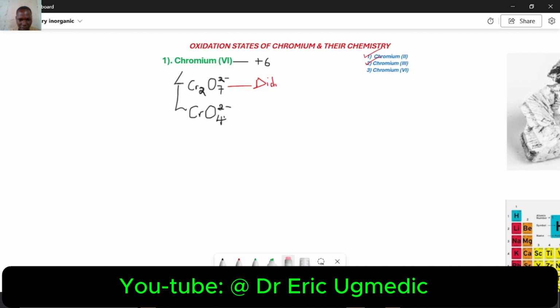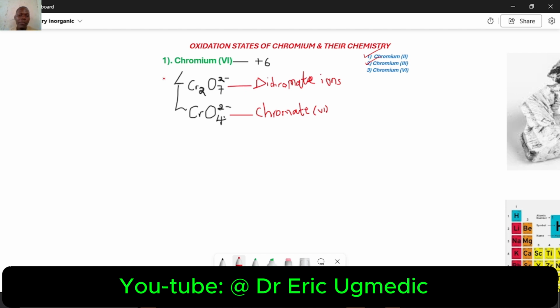So I'll clear this a bit. We have the dichromate, and then we have the chromate 6. So if you use chromate, you add the 6. If you use dichromate, you don't add anything like 6. So this one will be chromate 6 ions or dichromate ions. That's how they will be called. Don't say dichromate 6, it won't make sense.